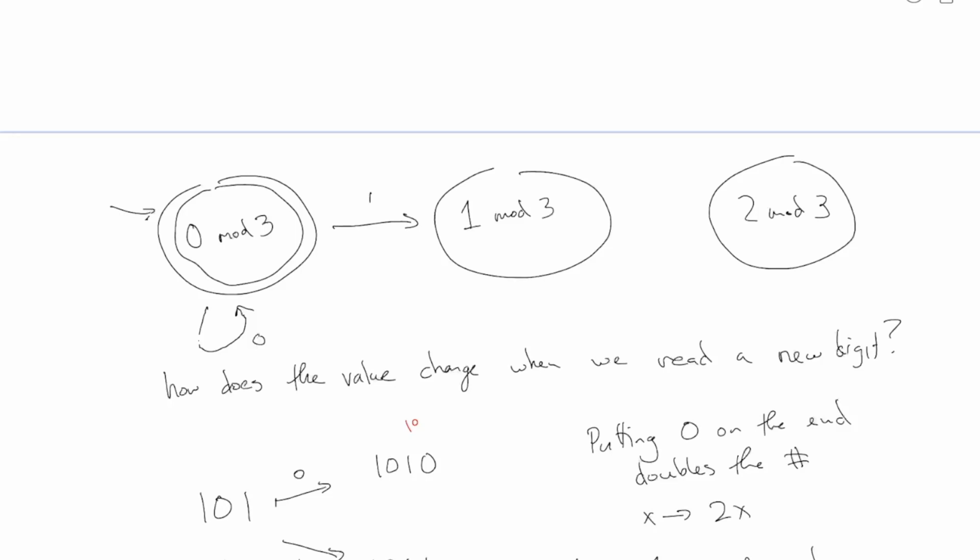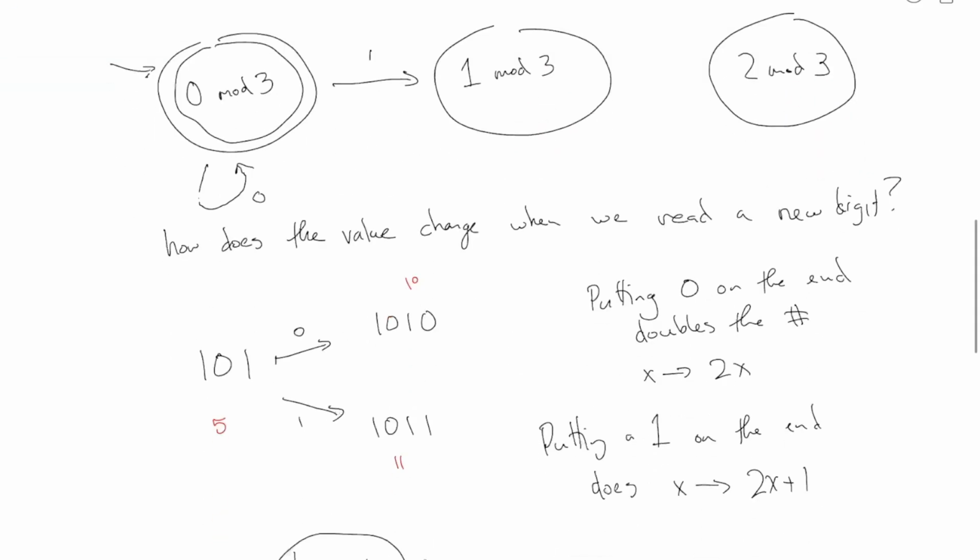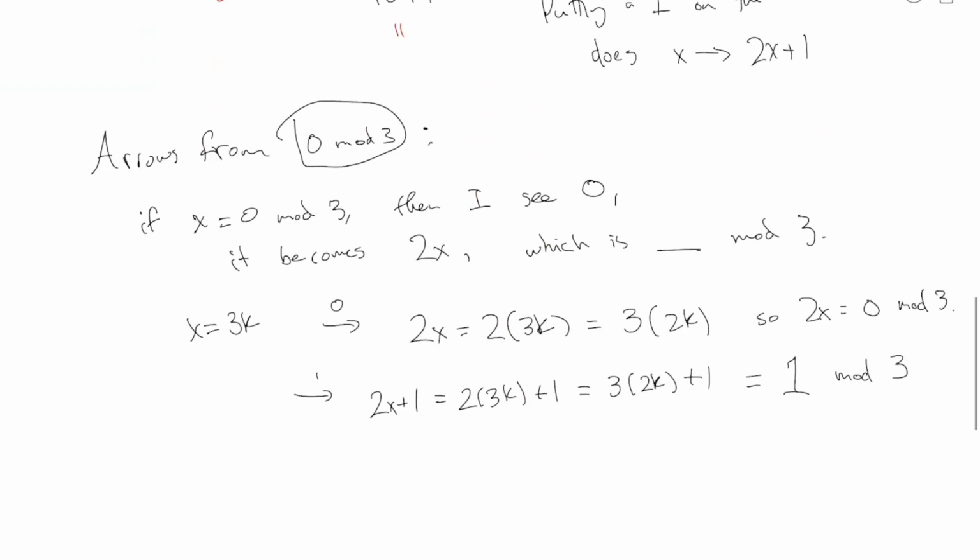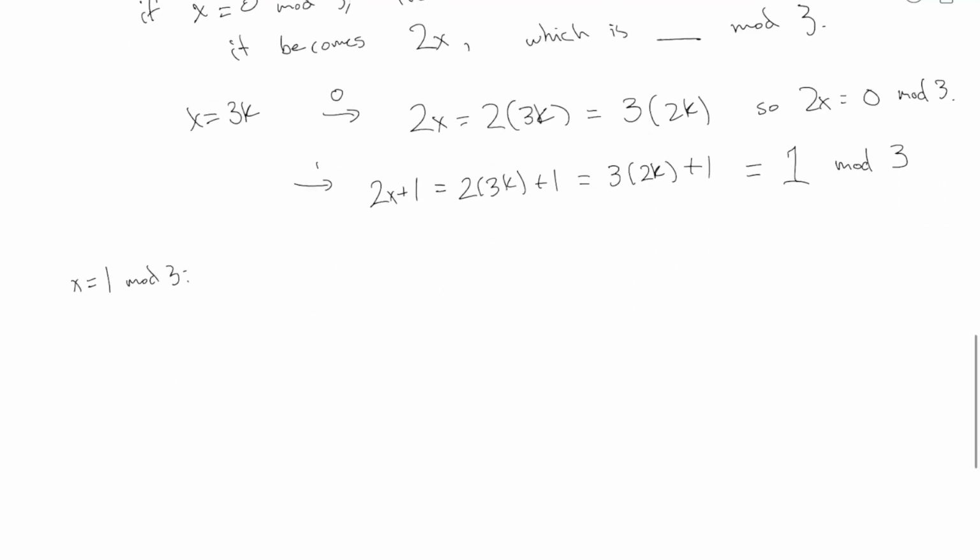All right. There are 4 more arrows. Remember, every state needs 2 arrows coming out, a 0 arrow and a 1. So I need the 0 and the 1 from here and the 0 and the 1 from here. But we just will figure them out in the same old way. So let's talk about 1 mod 3 now. If x equals 1 mod 3, so this means x equals something like 3k plus 1. It's a multiple of 3 plus an extra 1.